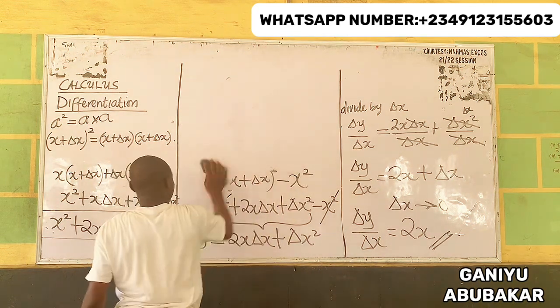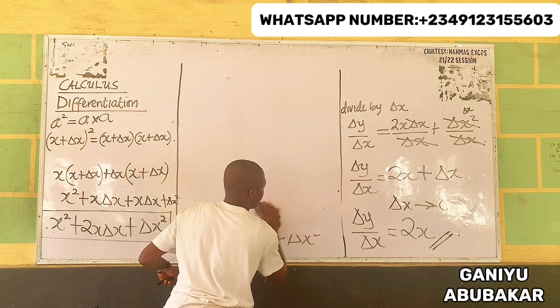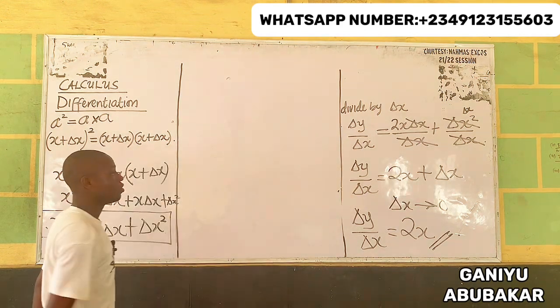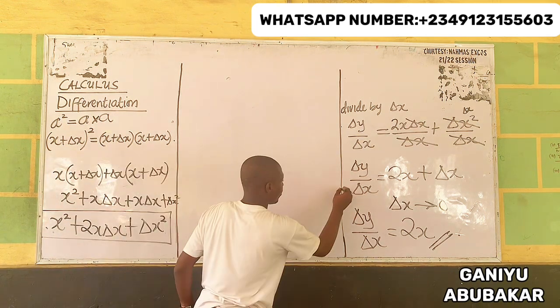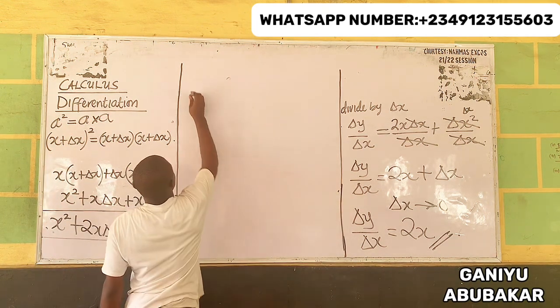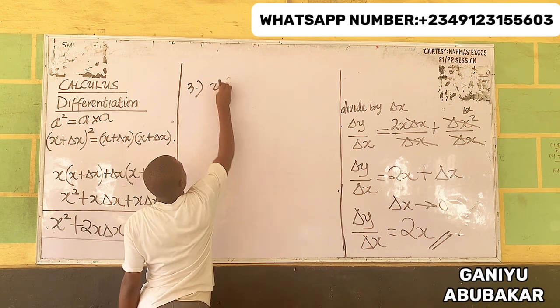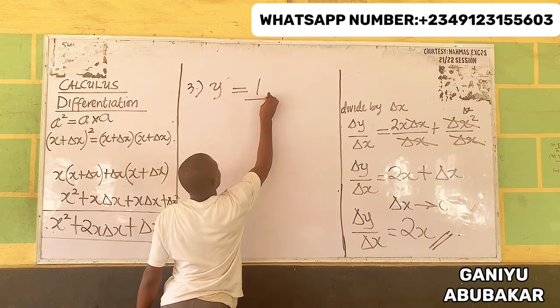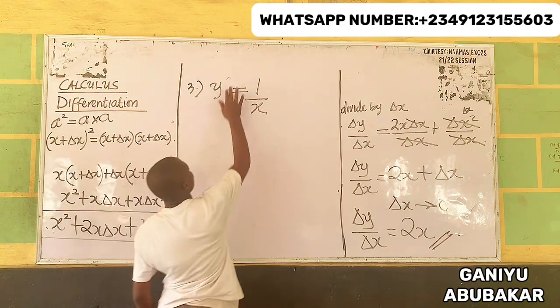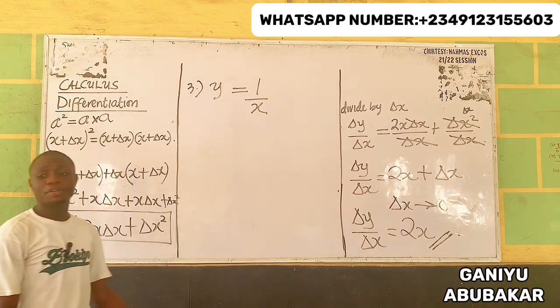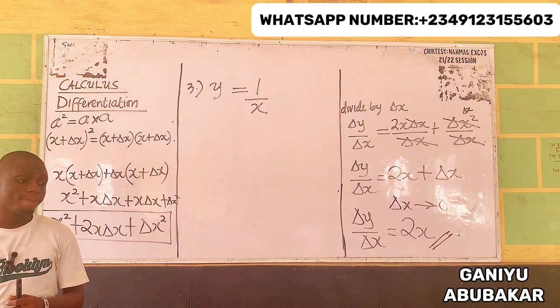Let's take one more example under this, please, and let's proceed. All right. Let's say I have example 3. Number 3: y equal to 1 over x. I'm asked to solve this using first principle. What do you do?